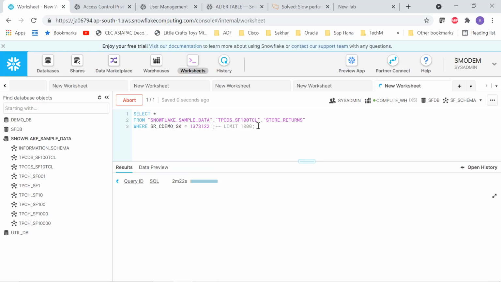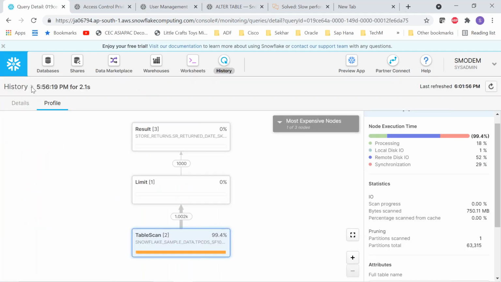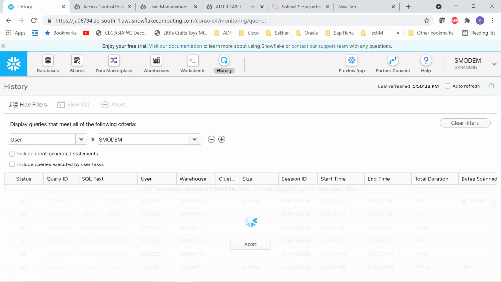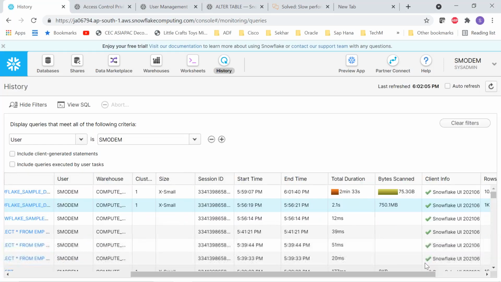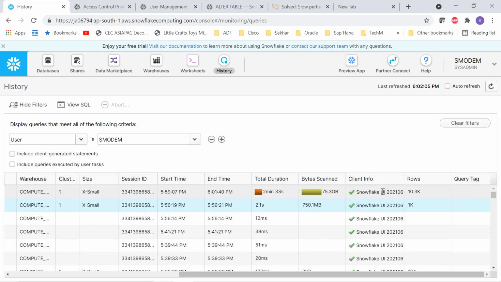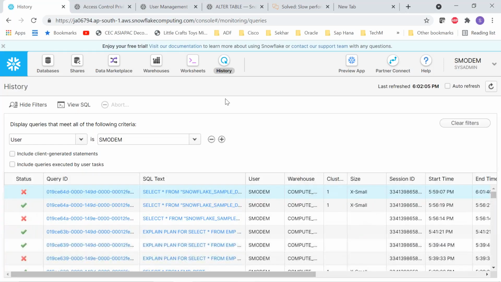And this is taking a hell of a lot of time. So if I say limit 10, no, it's running, right? You can see it. If not, you go to the query history and abort the query. So this is the query that we have run. If you look, total duration is 2 minutes. This is how you can check whether the query is running or not. It has scanned about 75.3 GB so far, and it tells you the client info. We are running from the web UI, and the total number of records fetched so far is 10.3k, 10,000 records.